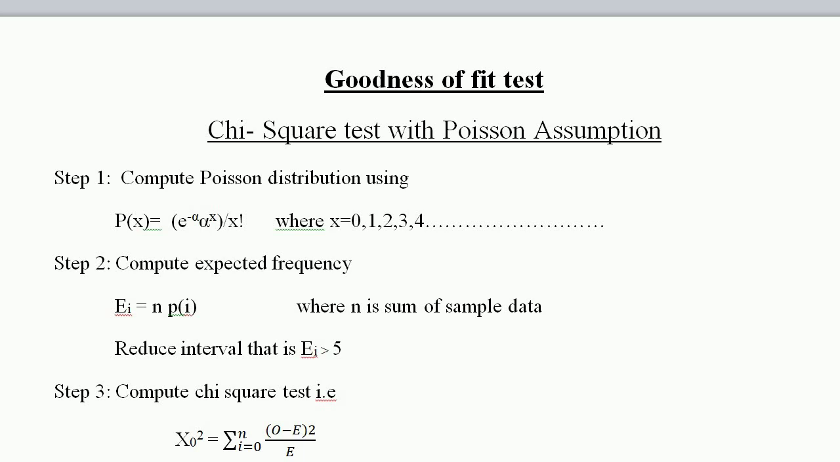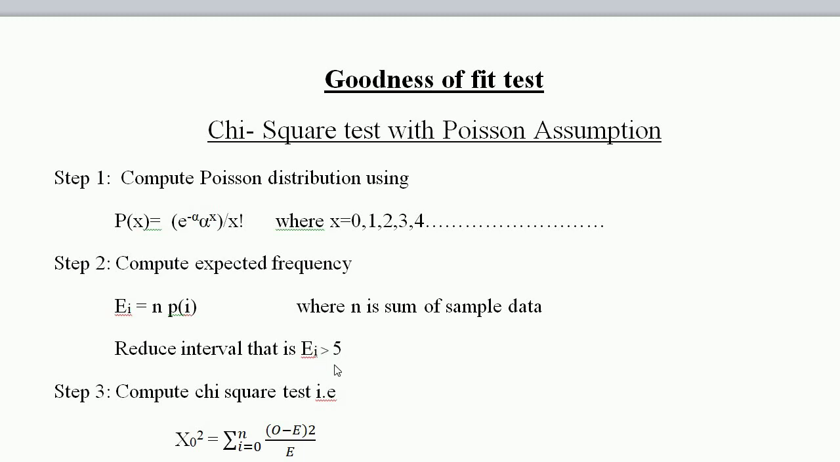Again, in step 2, compute the expected frequency E_i. We have a formula for that: E_i equals N into P of i, where N is nothing but the sum of the sample data. If the value of E_i is not greater than 5, then we have to make that value 5. That is nothing but we have to reduce the number of intervals, and the E_i value must be greater than 5.